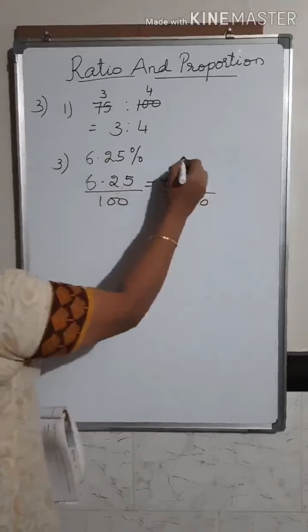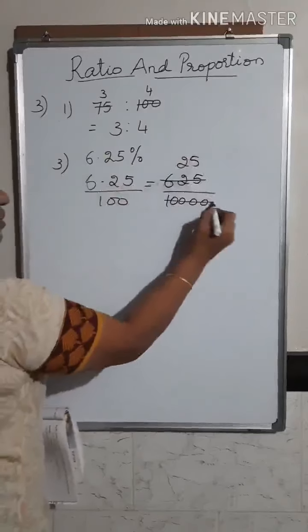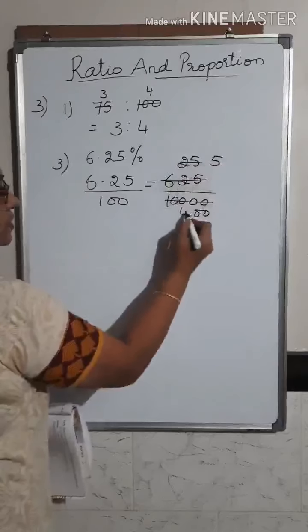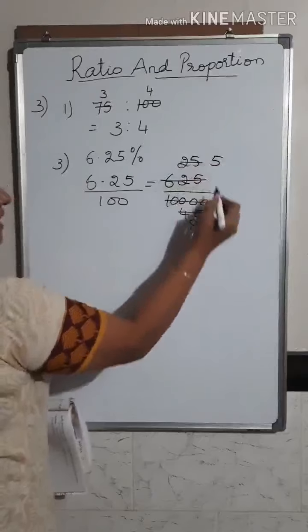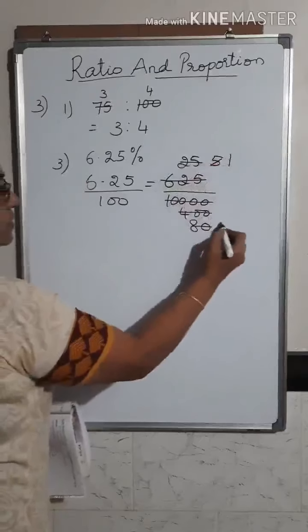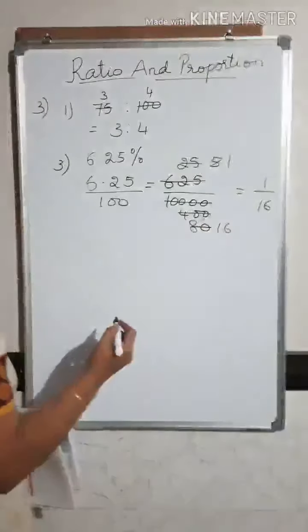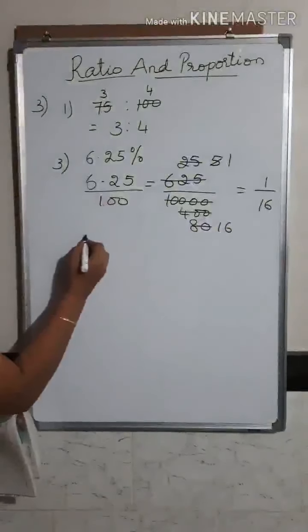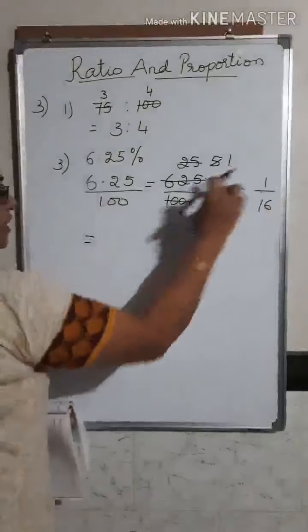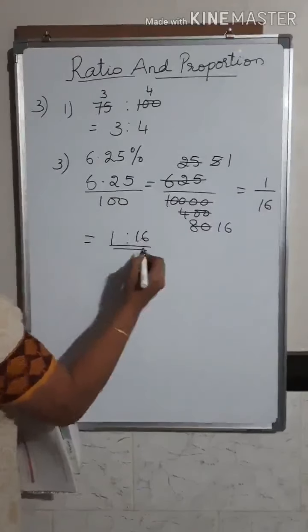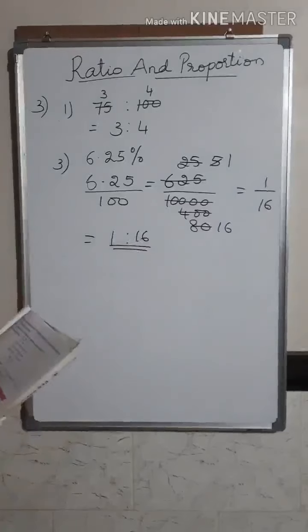Now 25 times 25, 400 times 5, 5 5s are 25, 80 times 5, 1 5s are 5, 16 times. So you get it as 1 upon 16. So now the reduced form of this will be, this is in the fraction form, so write it in the form of ratio. So 1 is to 16 will be the simplest reduced form.